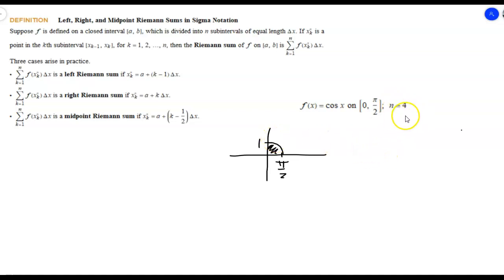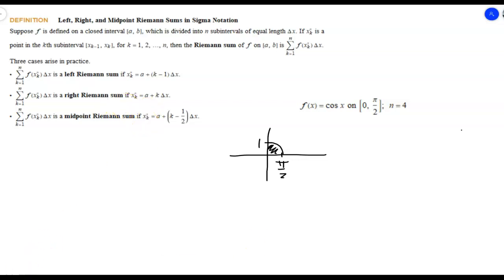And they want us to break it into 4 sub-intervals. So let's do both a left Riemann sum and a right Riemann sum for this. So go ahead and pause the video now, see how far you can get, and then unpause it, and we will go ahead and go through the solution.